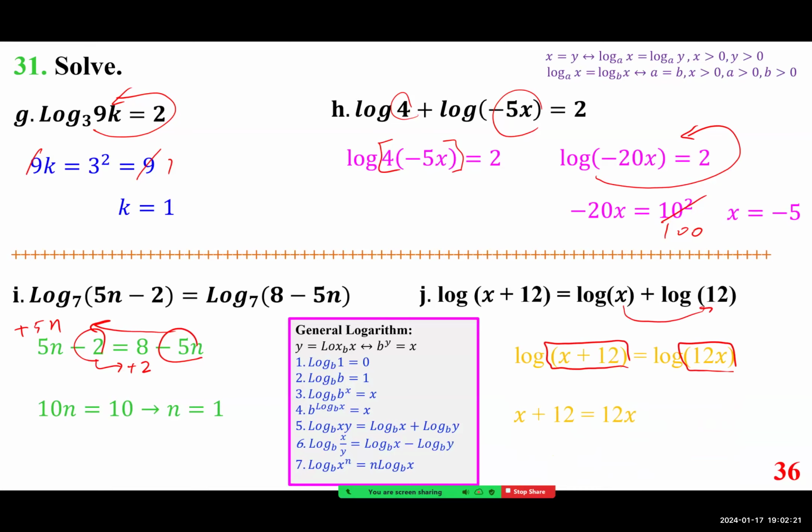Please understand, it's not that we drop the log. We are saying both logs are equal. They both have the same base. They must have the same argument. And now we move the x. We divide by 11, and we're done. The answer is x equals 12 over 11.